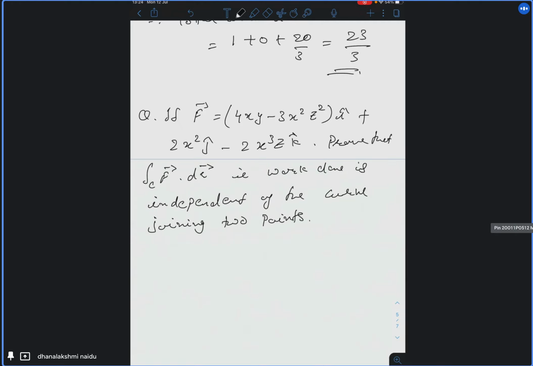So how you will prove this one? What you need to prove is that the work done is independent of the path. How you will prove is the question. You turn your pages, you have written a little bit theory related to all this. And can anyone tell me how you will prove this one?